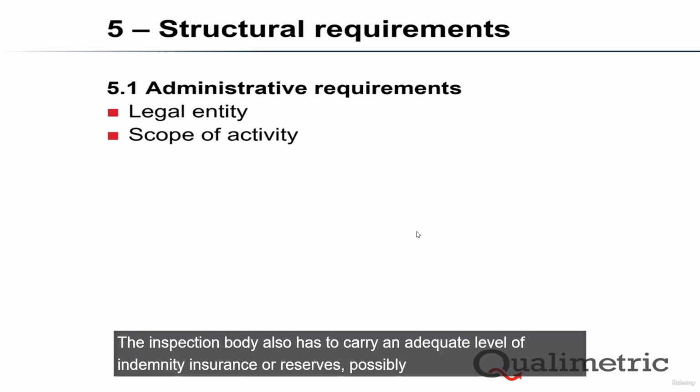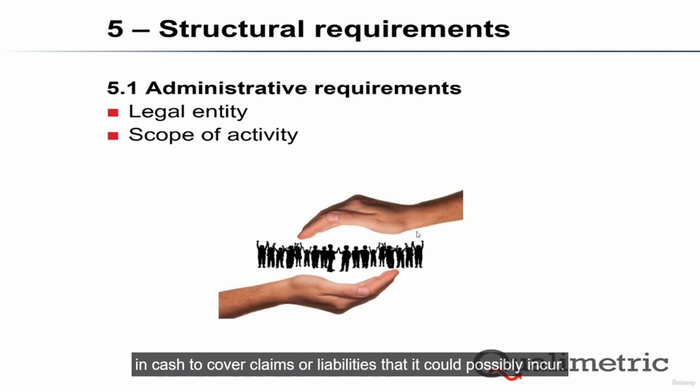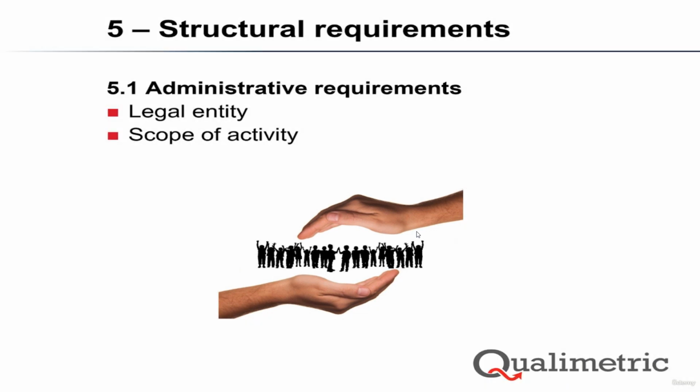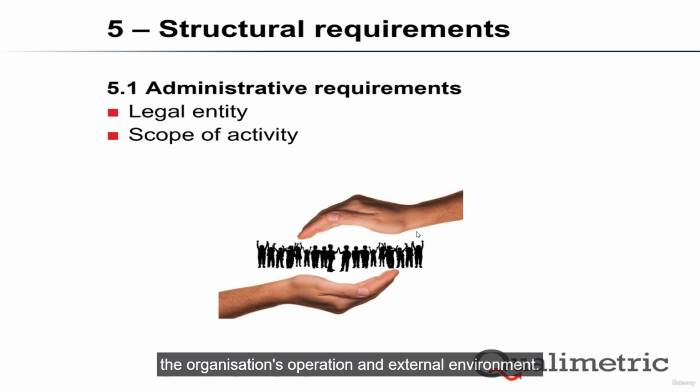The inspection body also has to carry an adequate level of indemnity insurance or reserves, possibly in cash, to cover claims or liabilities that it could possibly incur, and this needs to be periodically reviewed to ensure that this provision remains adequate in the light of the organisation's operation and external environment.